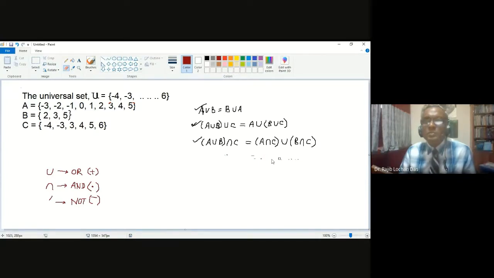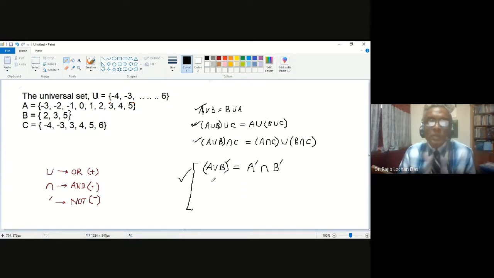I can give you one example here. It will be something like, say, A union B then whole complement. It will be A complement intersection B complement. This is another rule, and it is not only one. There may be many different ones.